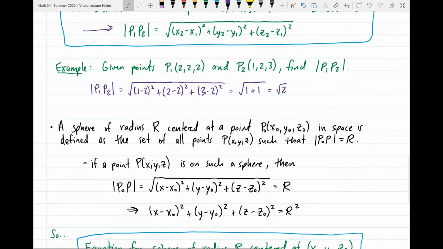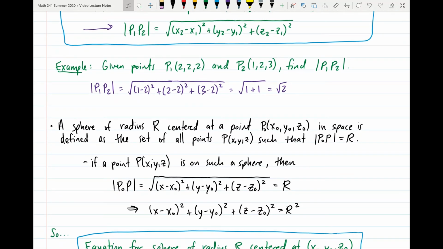So we're given the points 2, 2, 2 and 1, 2, 3. We want to find the distance between those 2 points. We just use the formula right above here. So we have the square root of (1 minus 2) squared plus (2 minus 2) squared plus (3 minus 2) squared. And that simplifies to the square root of 1 plus 1, or just the square root of 2.